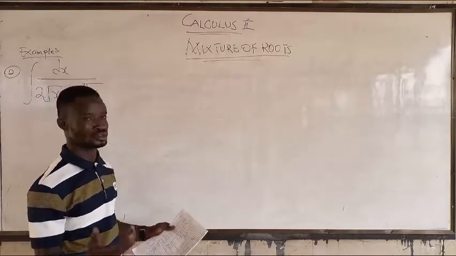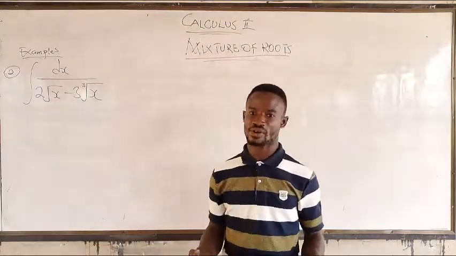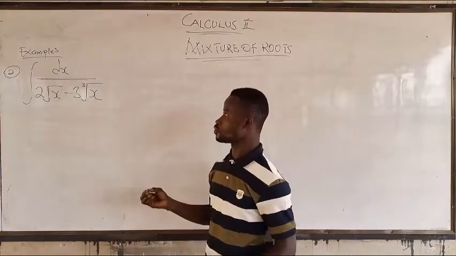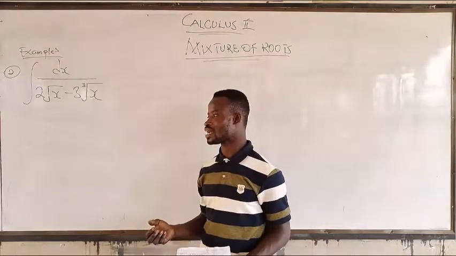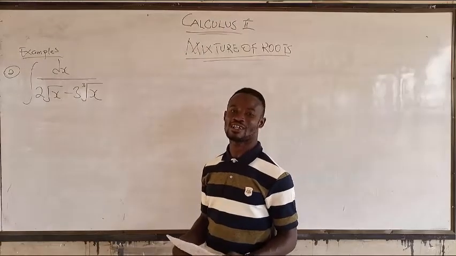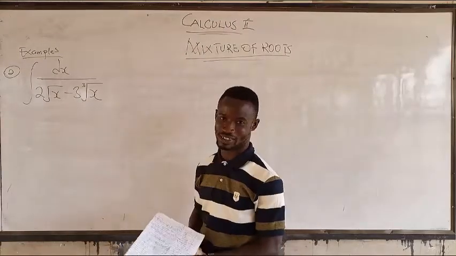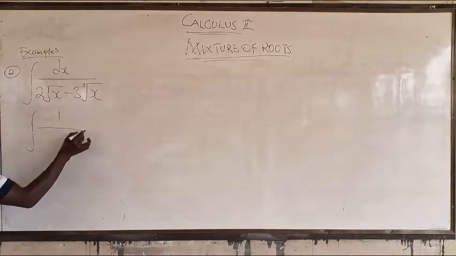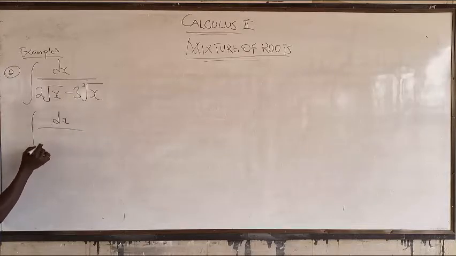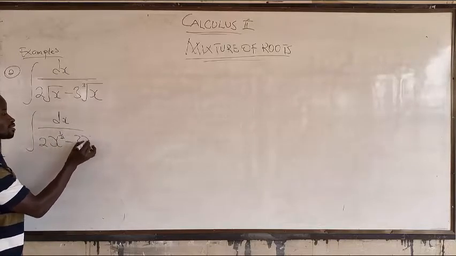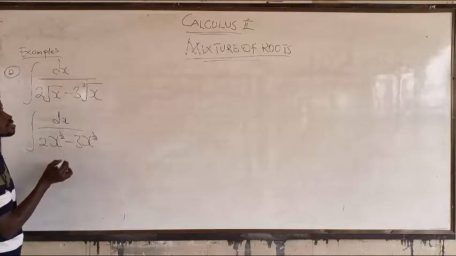All right, so we look at our second question. Now, this is involving two roots, so that should tell you that it's not hybrid, but rather a mixture of roots. So we can rewrite this as the integral of 1 over 2x to the power half, the square root, minus 3 times the cubic root of x dx.